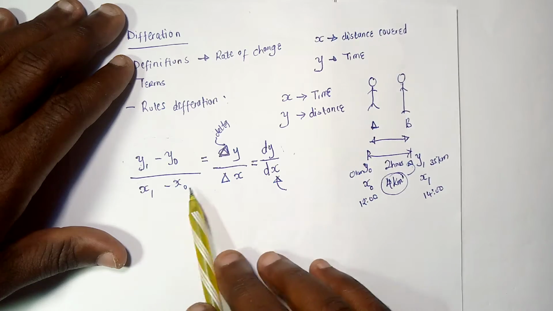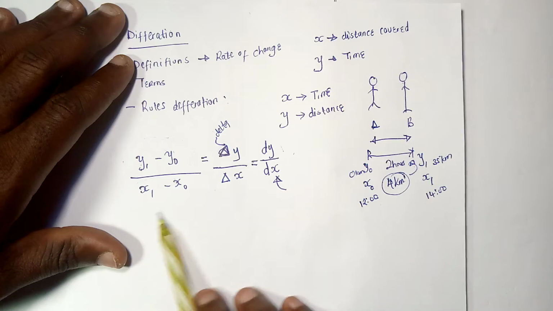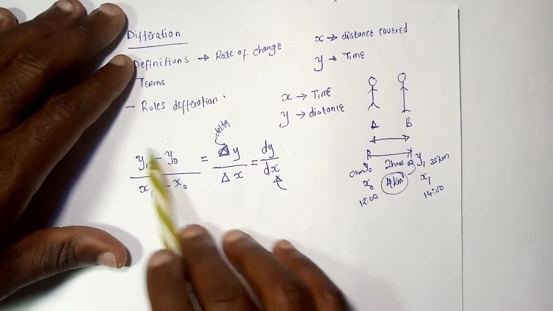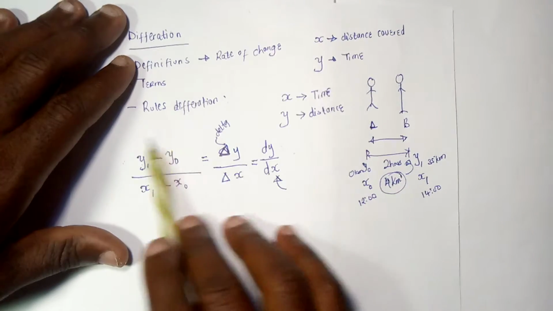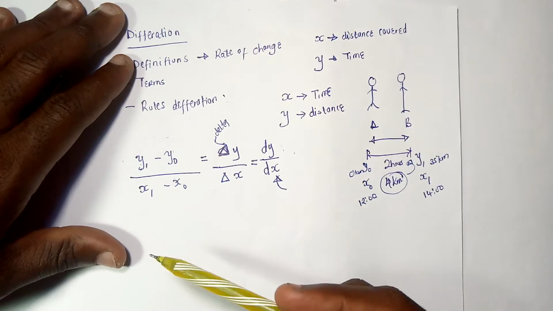So in essence, we are trying to look at how distance is changing as time is progressing, or the rate at which this distance is changing, and the way the time is changing, because these two variables are both changing.